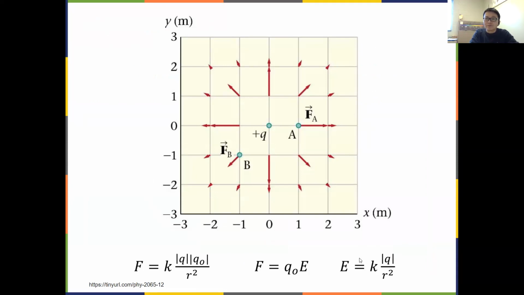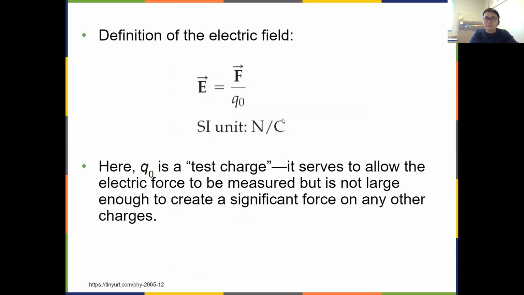Now, the direction of the field depends on whether you have a positive or negative Q as your source. If you have positive Q, then the electric field is pointing away from the source. If you have negative Q, it's pointing towards the source.